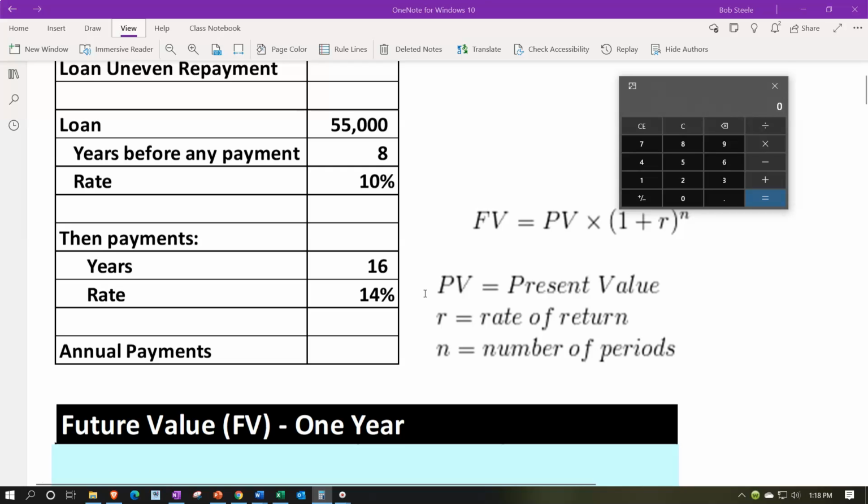So then the question is going to be, okay, well, when we pay this thing back, if we have to pay it back in 16 equal payments and the rate is 14%, what will be the payment then that we'll have to be making for those 16 payments at that point in time?